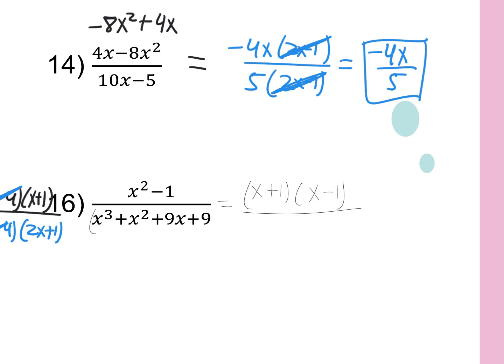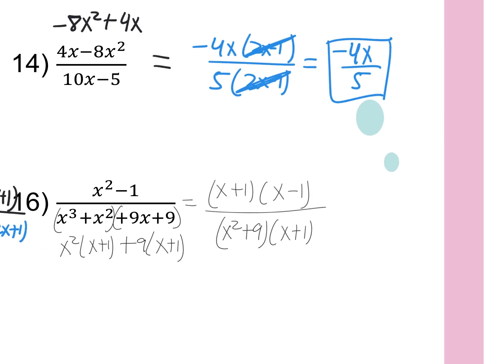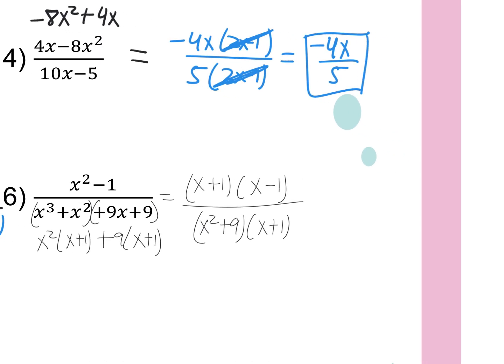And then on the bottom, we have 4 terms, which we know 4 terms we factor by grouping, right? I can take out the x squared, and I'm left with an x plus 1. I can take out a plus 9, and I'm left with an x plus 1. So then I'm left with an x squared plus 9 as one factor. And then our matching factor was x plus 1. From here, you can cancel out your common factors. And then on the top, you're left with an x minus 1, and on the bottom, you have an x squared plus 9.